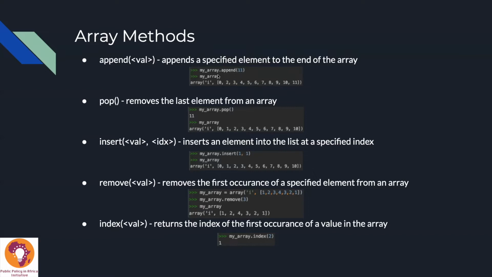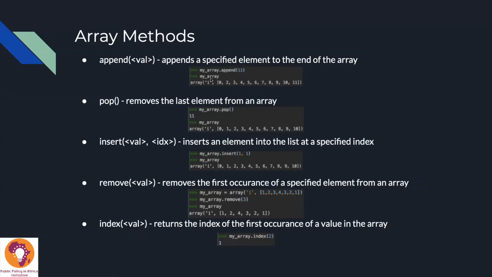So remember with dot notation, we have our data structure, which in this case is my array, and then our method name, which is append, we're calling that on my data structure using dot notation. So I have my array dot the method name append, and then within the parentheses on append, I'm passing as an argument the value 11, and that means I want to append the value 11 to the end of my array.